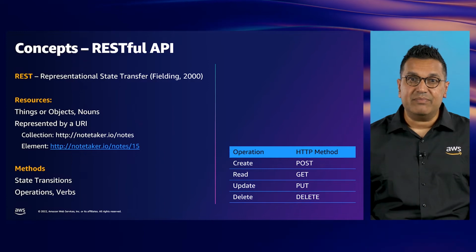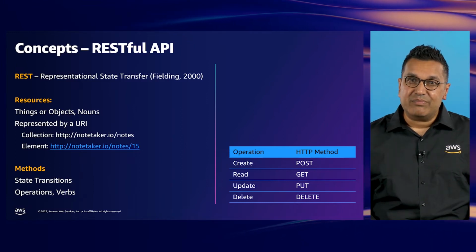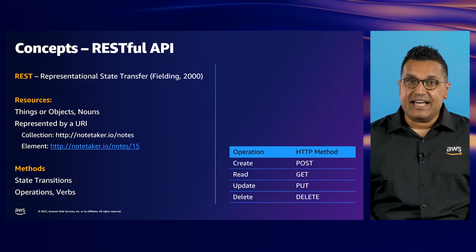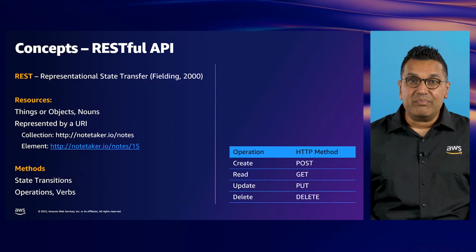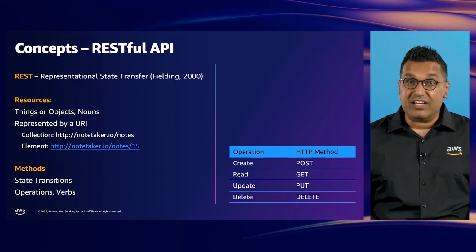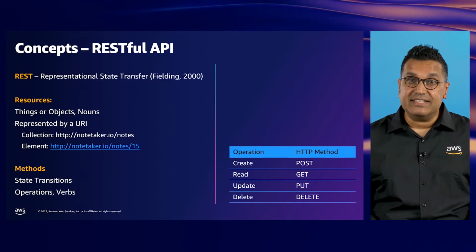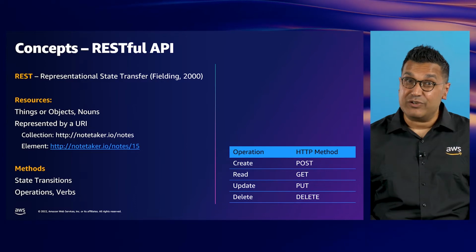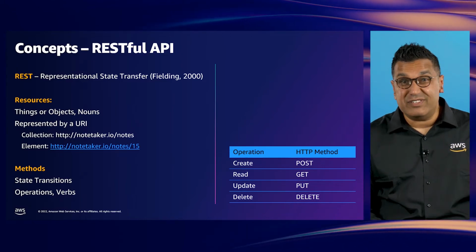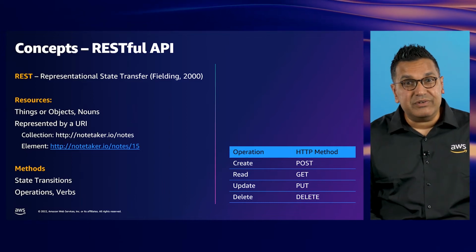A method in a RESTful API defines the operations that will be performed on a resource. The operations represent a transfer of state against a resource, for example, a change in value. They are mapped to HTTP methods. For example, a POST HTTP call would represent a create operation. So if you called a POST on the collection resource, this should create another resource. In our example, a POST against the notetaker.io/notes collection would create another note. If you called the DELETE method against an element in a collection, for example, notetaker.io/notes/15, this would delete an individual note.